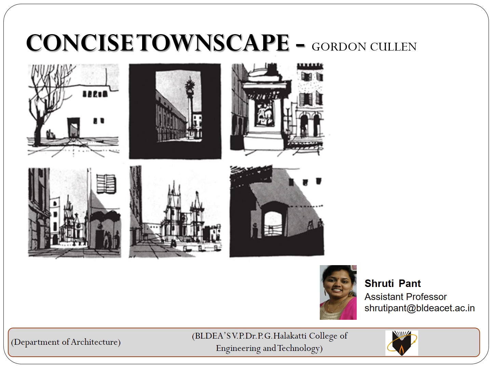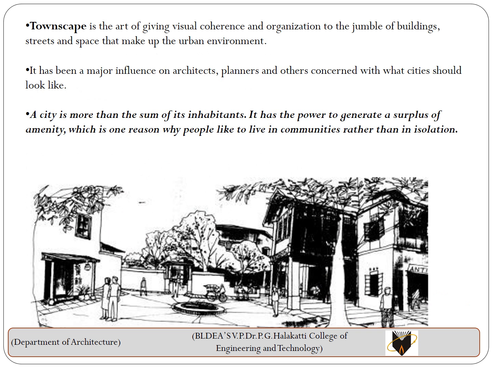Here we are talking about Concise Townscape by Gordon Cullen. What do you mean by concise townscape, or what do you mean by townscape basically? Townscape is nothing but the visual coherence and organization of various buildings, streets, and spaces which makes the urban environment or urban areas as such. It also has major influence on architects, planners and other concerned fields, which makes the city beautiful, livable, safe and secure. The city here is not only about the inhabitants or the users, but also about the amenities which people use on a day to day basis for their livelihood.